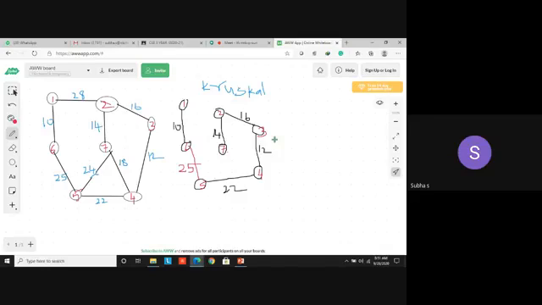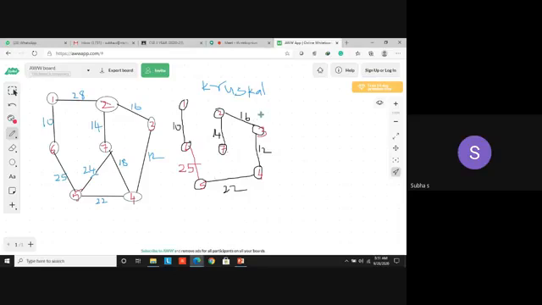But Prim's and Kruskal's algorithms are used for finding the minimum spanning tree. Okay, I have to make it as a tree structure. So this is my final spanning tree. Got it? This is a way of using Kruskal's algorithm.